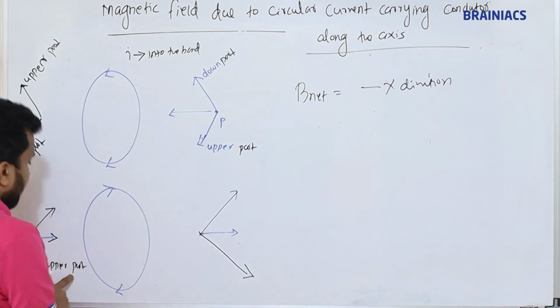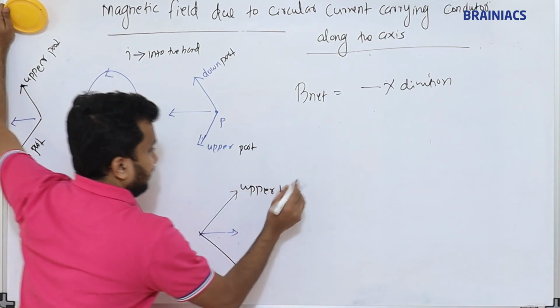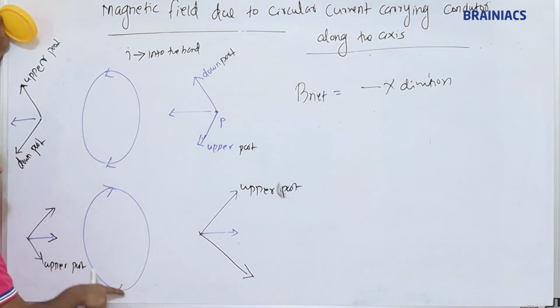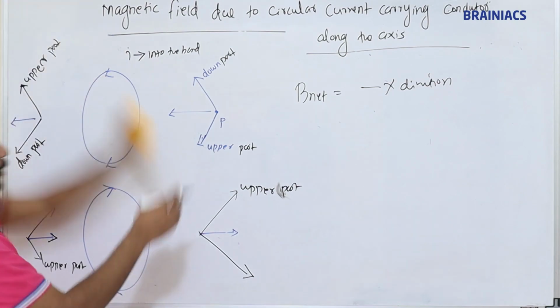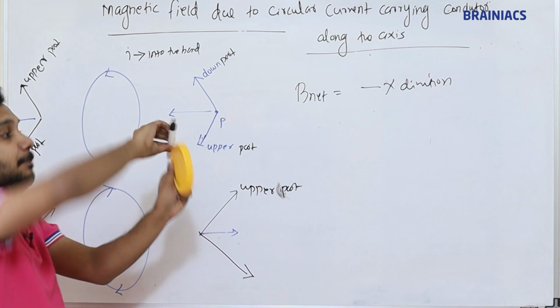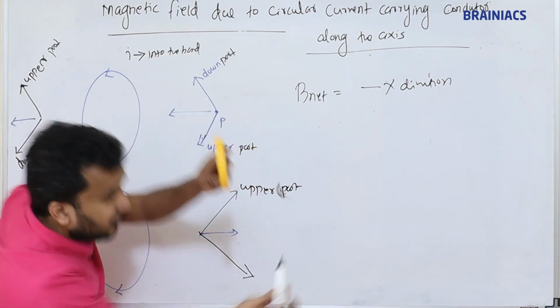Upper part. And this is upper part. So this rotating and giving will be here, upper part. And this is because of the lower part. We know current is coming here and current is going into the board. Upper part current is coming towards you, and our down part current is going towards the board.